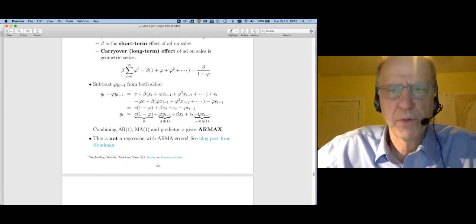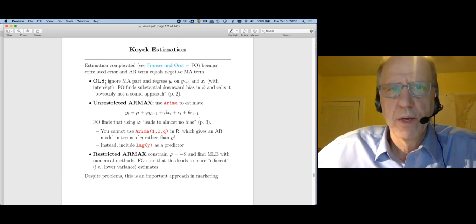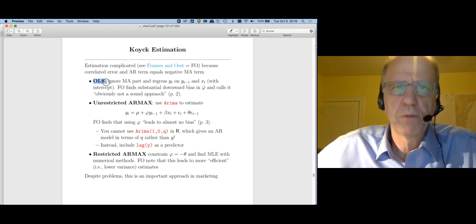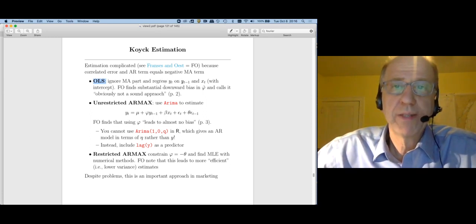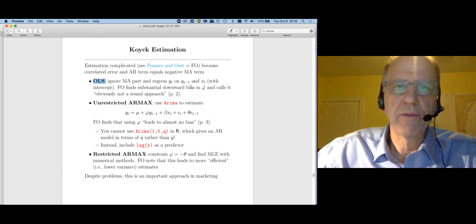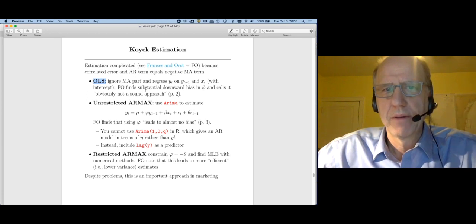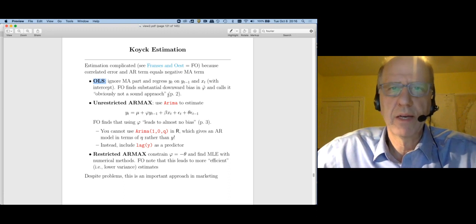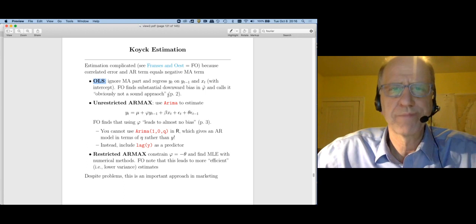So that's very weird. What a lot of marketing science textbooks will tell you to do is just use OLS. So ignore the moving average part, regress y_t on y_{t-1} as well as x, and don't worry about the moving average. Well, this Francis and Ust article finds a downward bias when you do that, and they call it not a sound approach, even though you'll see it in many marketing science books.